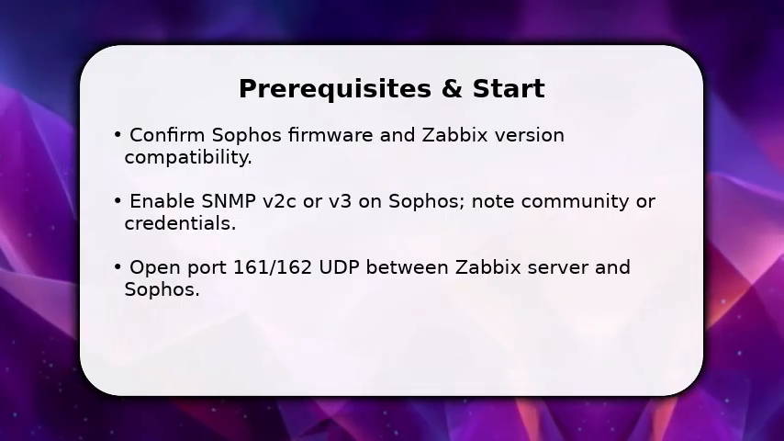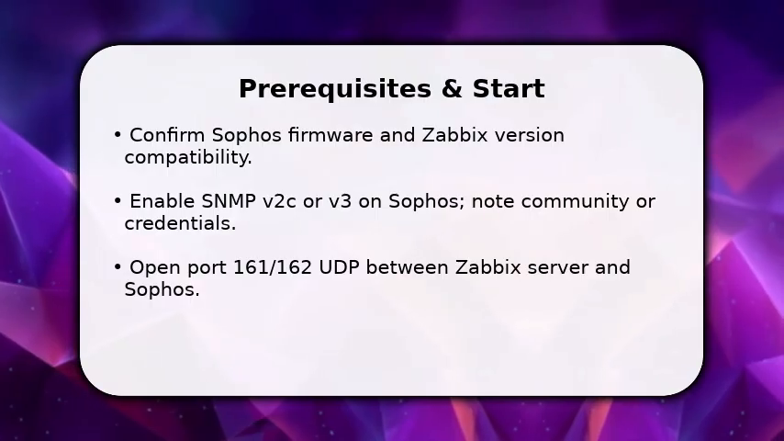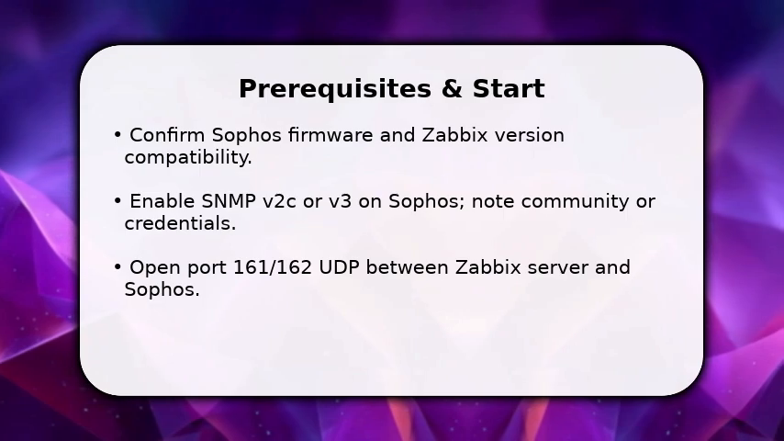Once done, verify network reachability. Ping and SNMP walk from the Zabbix host to the firewall. These steps ensure the monitoring channel is ready before you add the host.